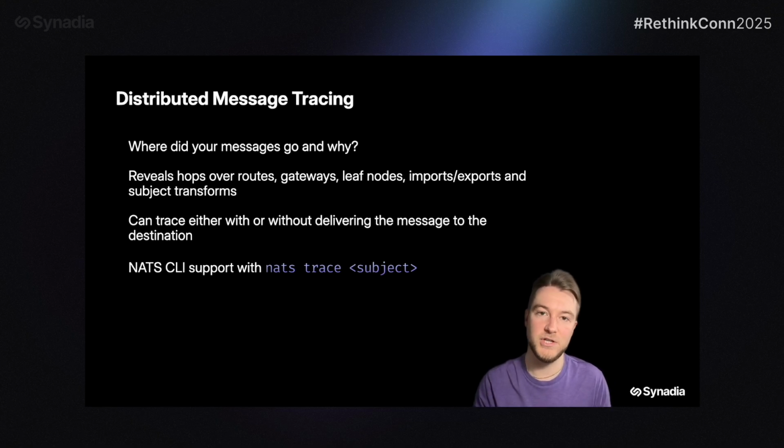Now, this is not just for server operators. This is also for users of a NATS system, developers who want to understand what's actually happening. Furthermore, you can do this without actually finally delivering the message to the application. So you can do tracing whilst also delivering the message, but if you just want to find out where it's going to go as a dry run, you can also do that as well without the remote applications ever being aware that it took place.